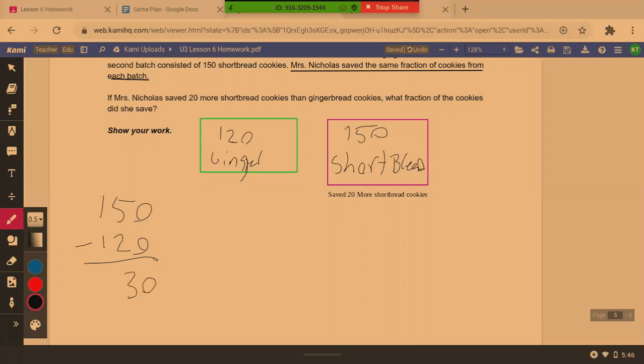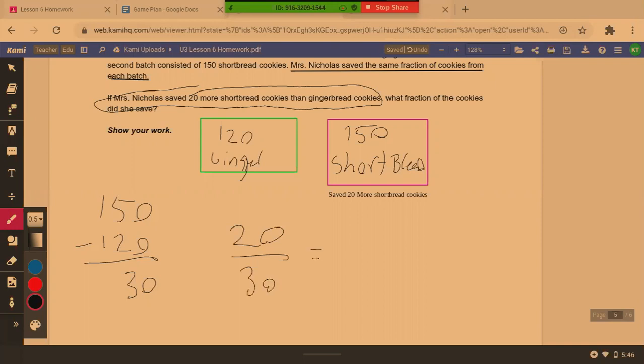That's going to give us 30. Okay, so I have 30. That's the difference between the batches, okay? And it tells us that Mrs. Nicholas saved 20 more shortbread than ginger cookies. Okay. So she saves 20 more, but the difference is 30.